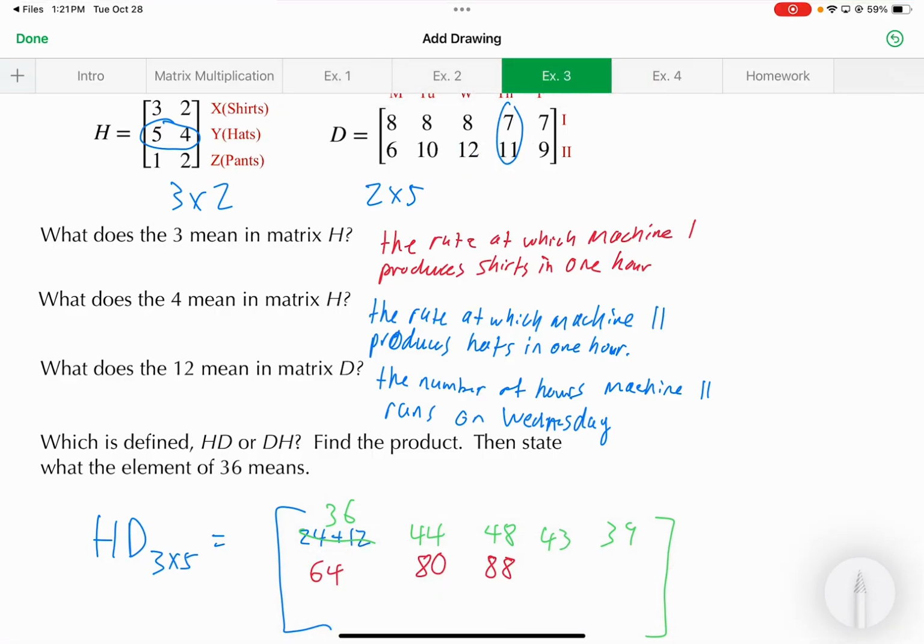It was good, though. Okay, 5 times 7 plus 4 times 11. 35 plus 44. 79? 35 plus 44, 79.